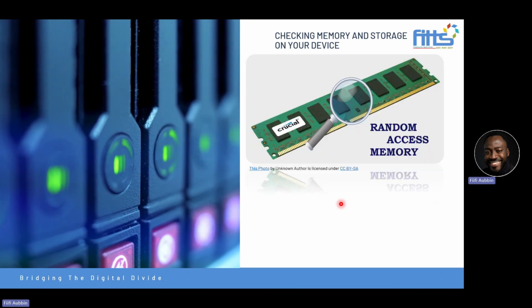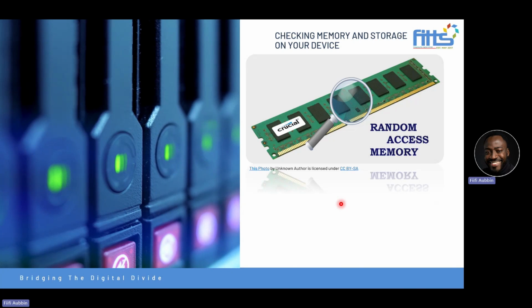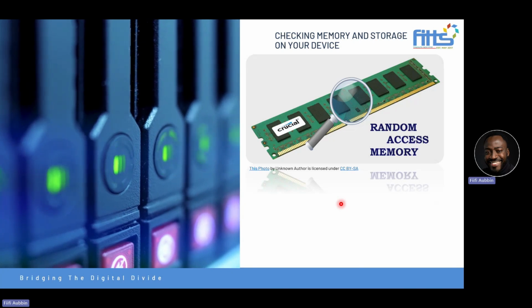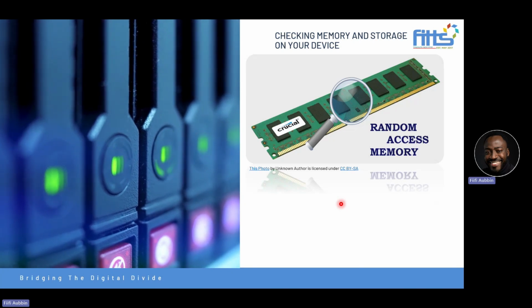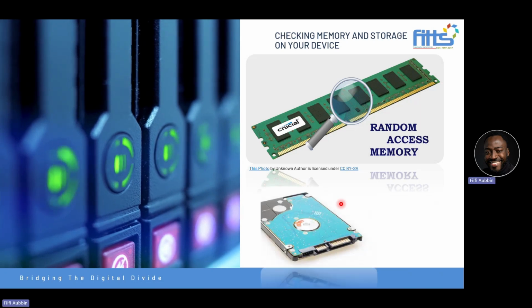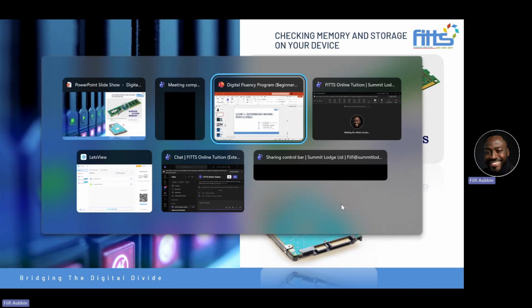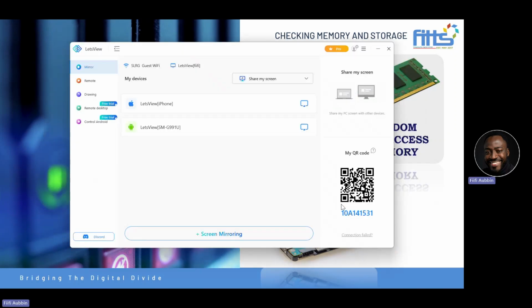In order to do that, I would like to demonstrate with the iPhone. And when we finish, we'll demonstrate with the Android. So how do we check all of that? Let me switch to... Let's View. Then give me a second. Let me connect it.